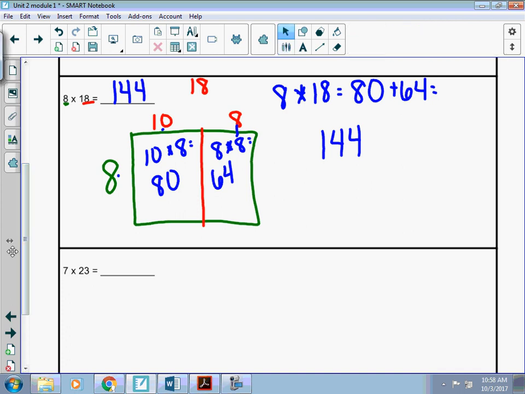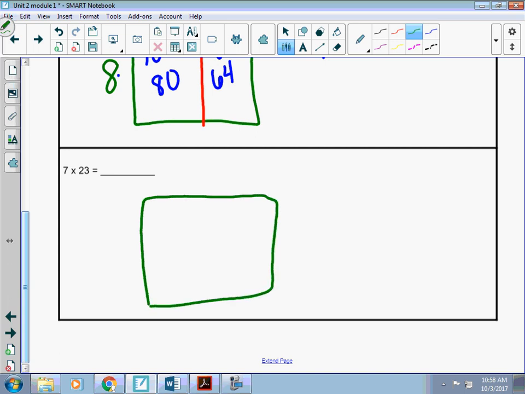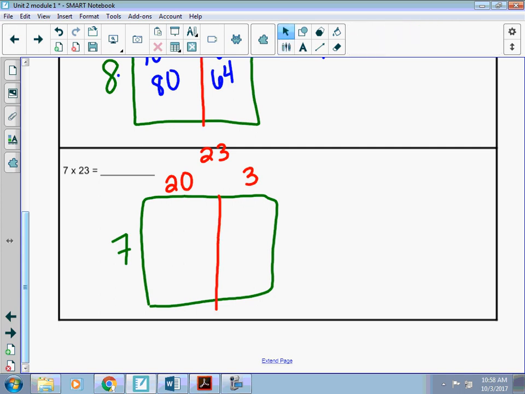Okay, for the third one, I'm going to draw my rectangle again, nice and big, so that I can write in it. For 7, there's nothing to break up, so I have 7. For my number 23, I see that I have a 2 in the tens place, which means it's worth 20, and then I have a 3 in the ones place. Okay. Now that gives me an extended fact.